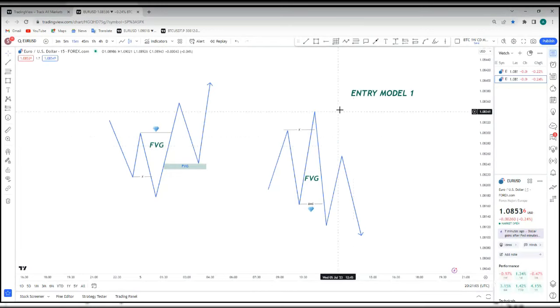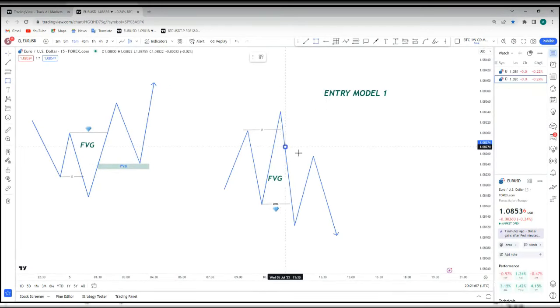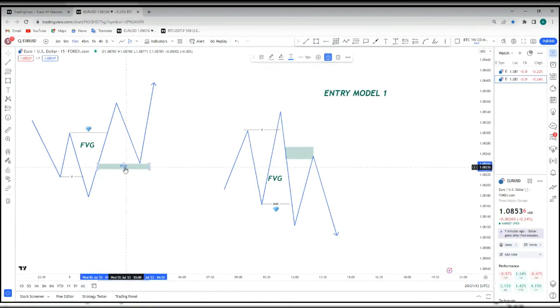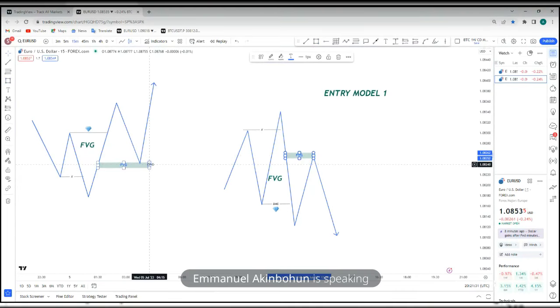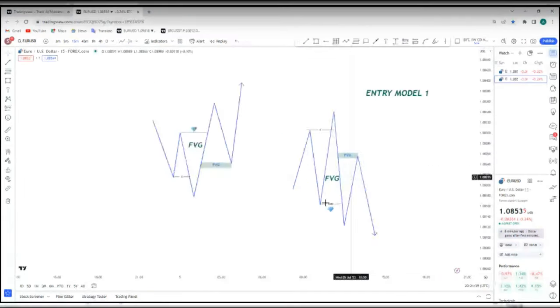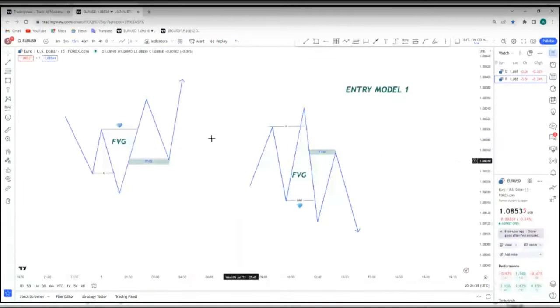Now for the sell, it reacted to the same fair value gap. It is inside. Okay, no problem there. Let me clone this. So the same fair value gap, and what? Price rejects from the fair value gap. This is entry model one, this is type one.